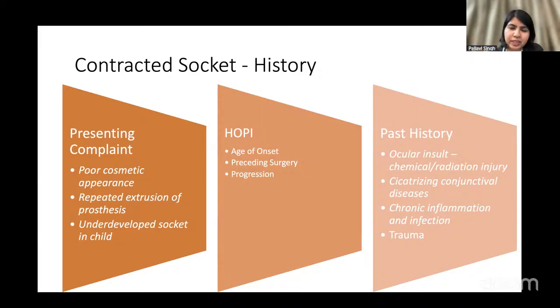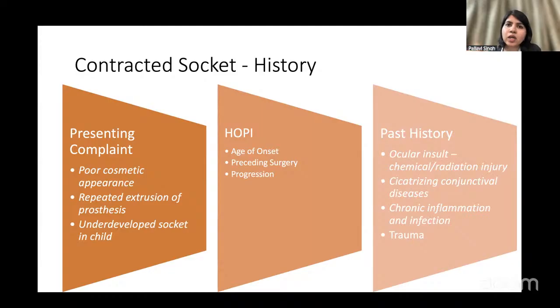So what are the presenting complaints of these patients? There is a poor cosmetic appearance. There is repeated extrusion of the prosthesis. Sometimes children present to us with congenital anophthalmic sockets. So there is shrinkage on that side. Again, the history of presenting illness, you have to ask at what age the onset was, what was the preceding surgery that was done, whether an implant was put in the eye or not, whether the eye was okay, and then the implant, then the prosthesis started extruding, or was it this way since the beginning?